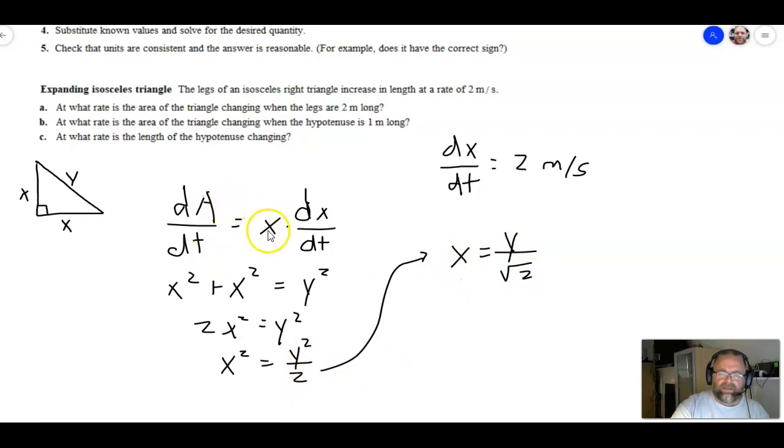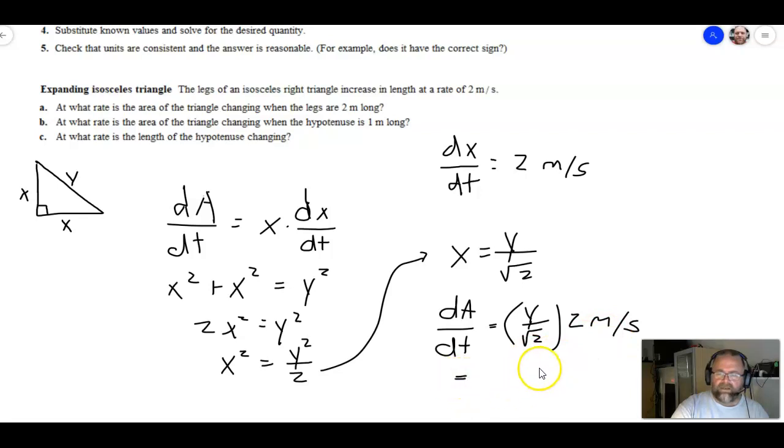So now I can go back to this one right here and replace that x with y over root 2. So dA over dt, the derivative of the area with respect to time, is equal to, instead of x, y over root 2, times dx over dt, which we know is 2 meters per second.